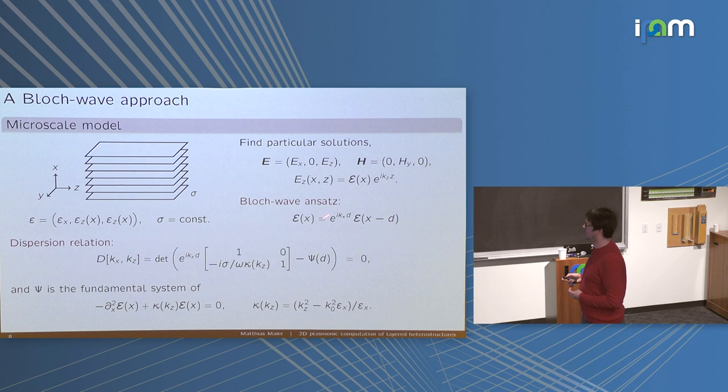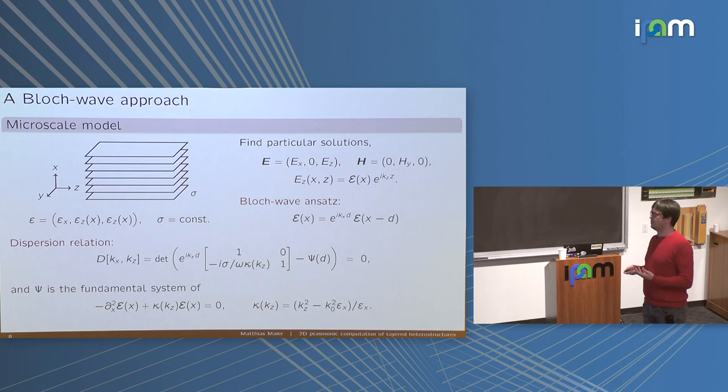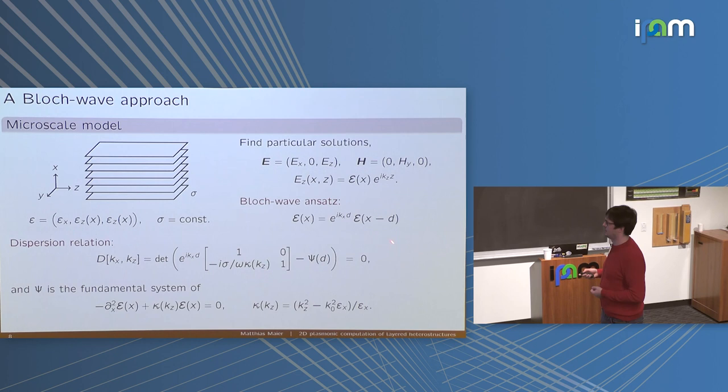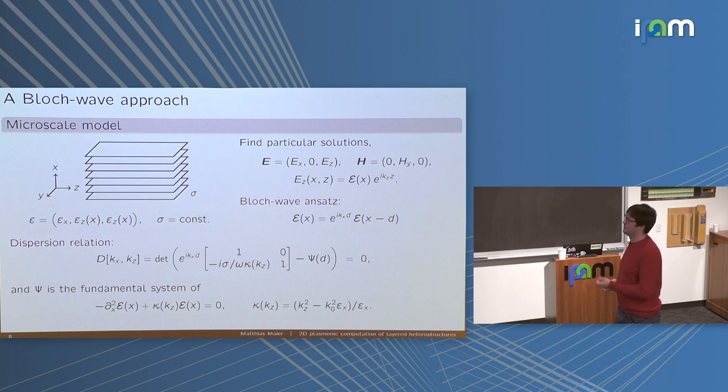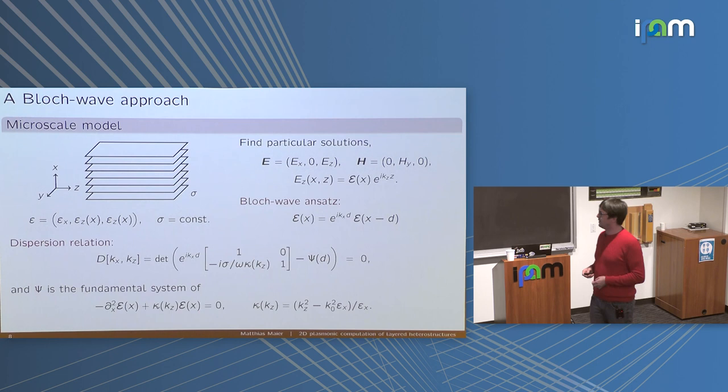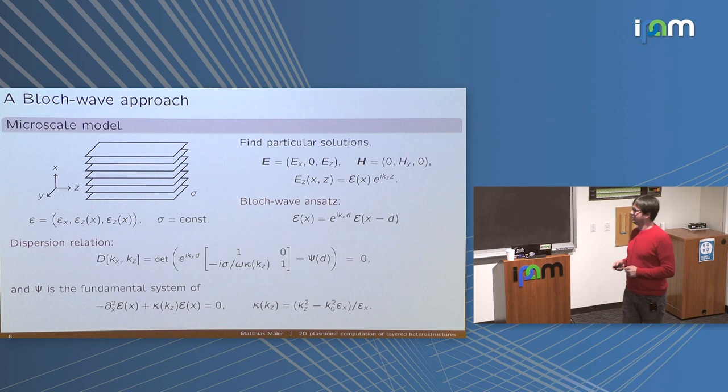Then naturally you can ask the question: for what combination of kx and kz can I actually propagate through that material? Writing out the Wronskian of the system gives you a dispersion relation where a fundamental solution of a second order equation enters. You simply solve that, and the beauty is you can also give it to an undergrad. They're happy to do thousands of parameter studies for you, and then you end up with nice pictures.